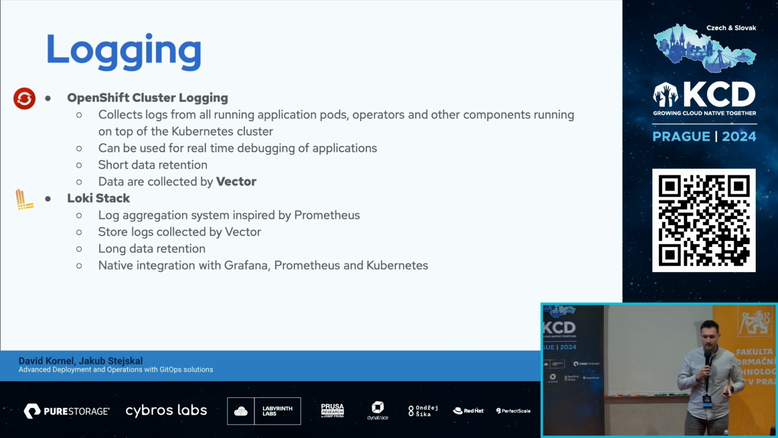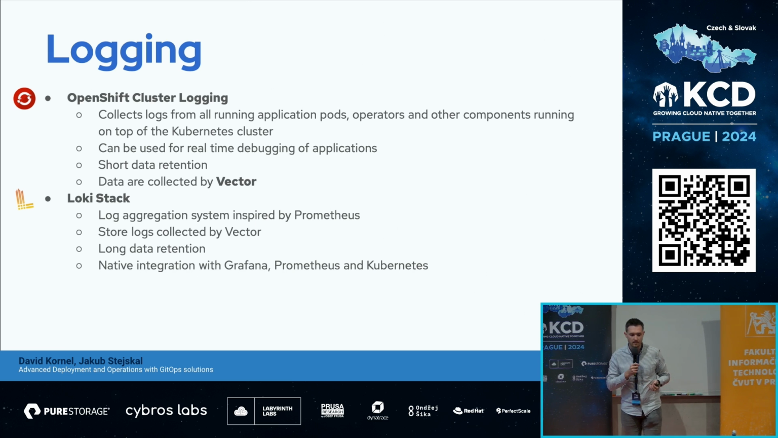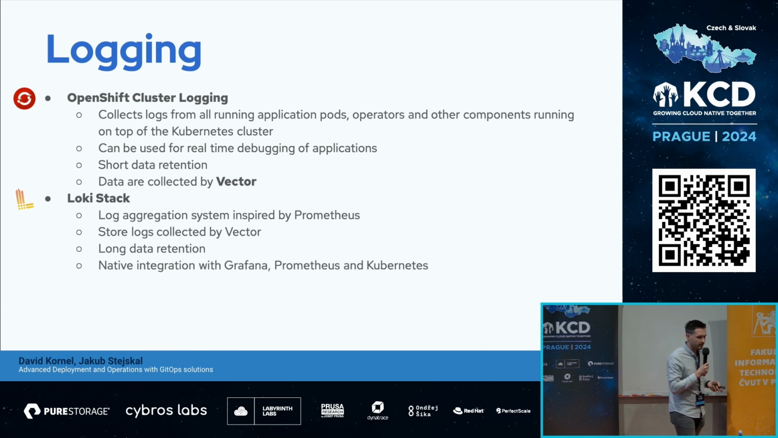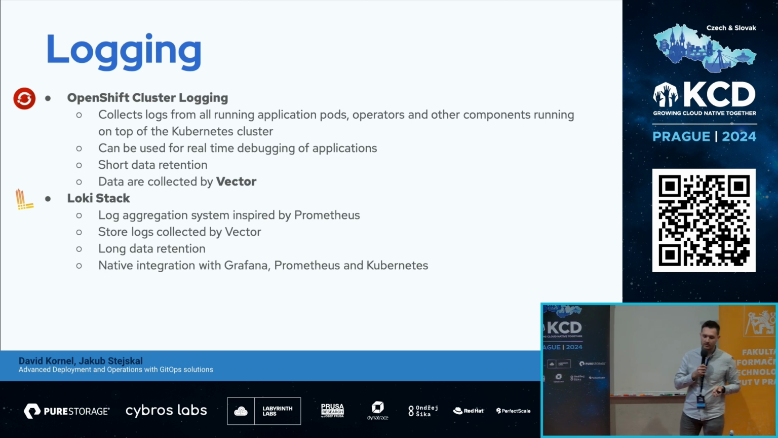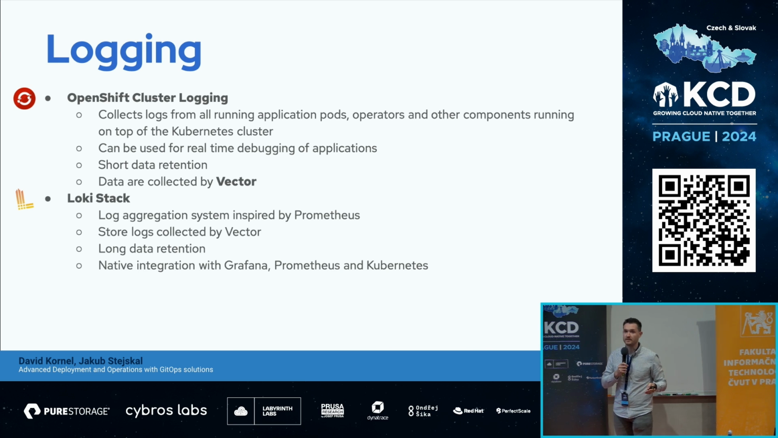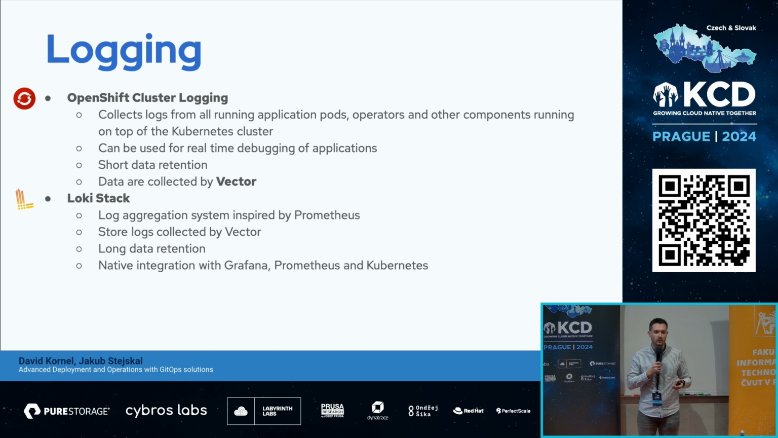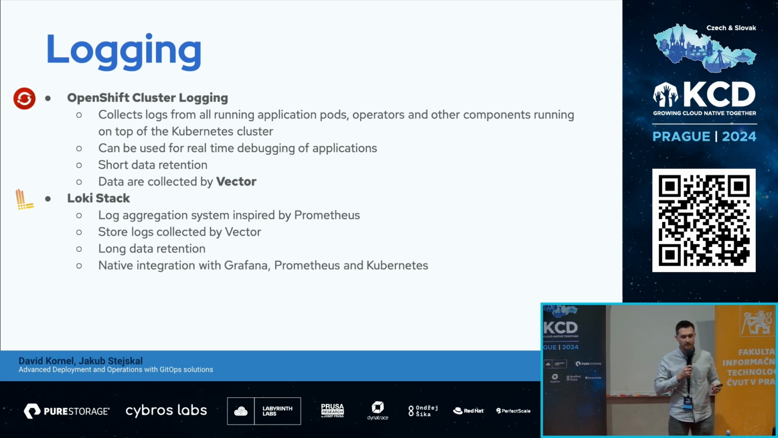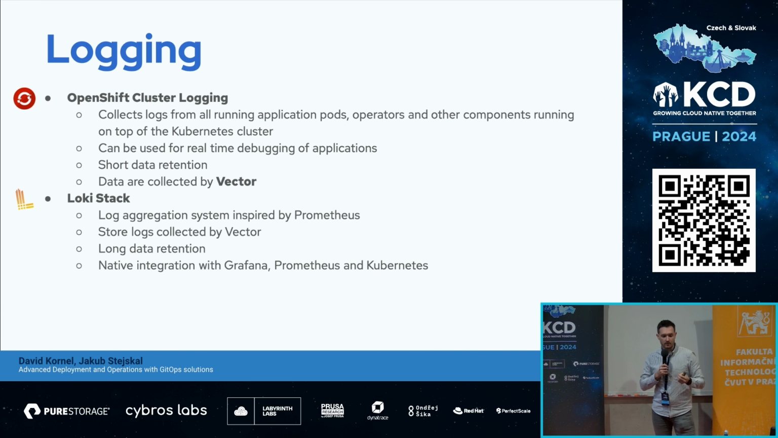To achieve a proper logging schema, we use OpenShift Cluster Logging. It's basically an orchestration that deploys a daemon set of Vector. Vector is a tool running on the Kubernetes node that collects all logs from all pods running on the cluster. You can also use, for example, Fluentd, which does basically the same thing.